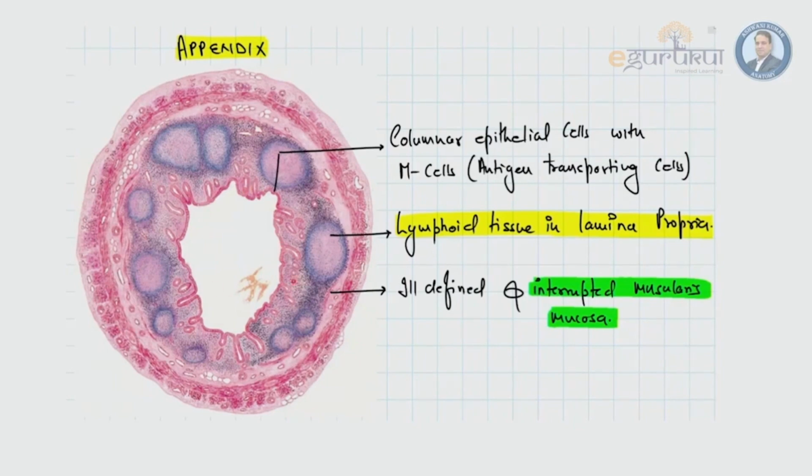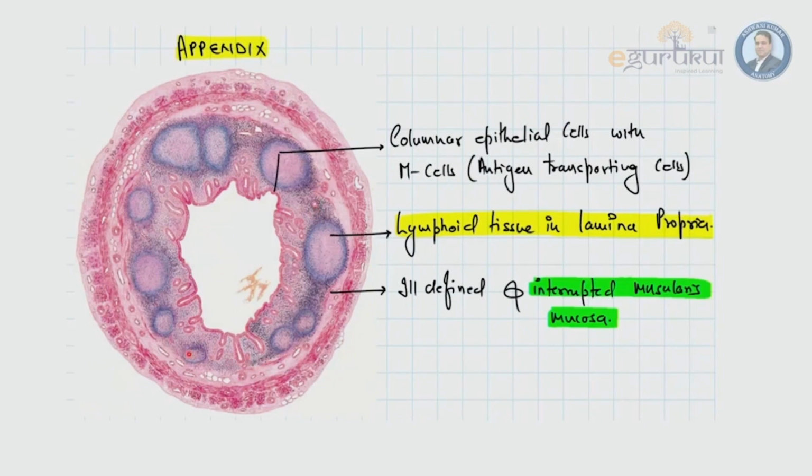Lymphoid tissue again in the lamina propria. You can see there's lymphoid tissue again in the lamina propria. And another important thing about the appendix that you'll see is that the muscularis mucosa, either you will not see it, or if you see it, it is very poorly defined. An interrupted muscularis mucosa is to be seen in this region.